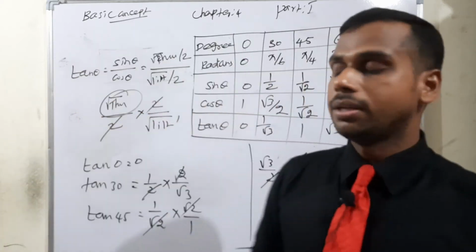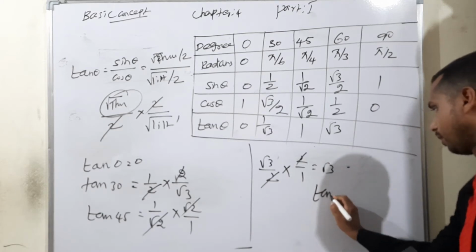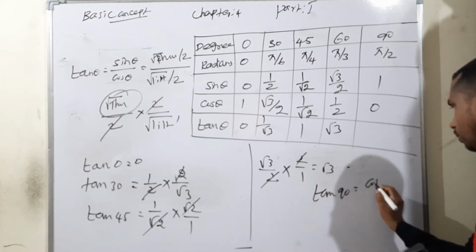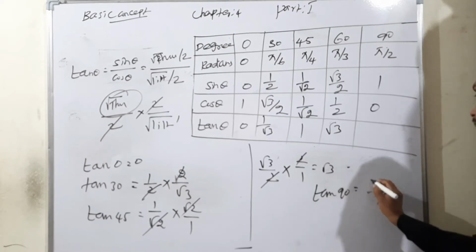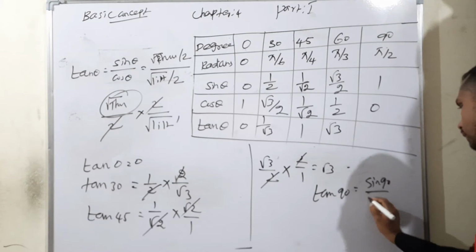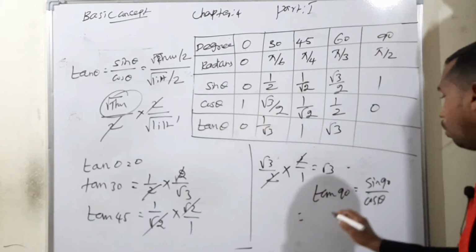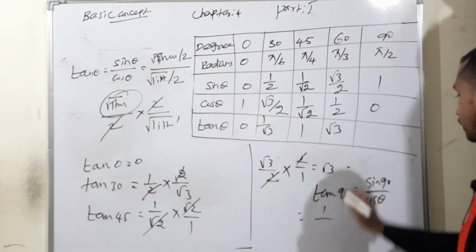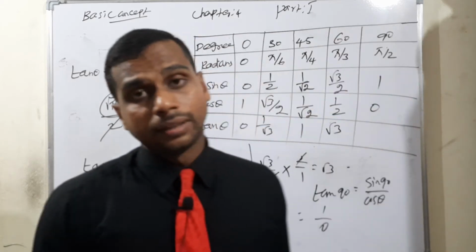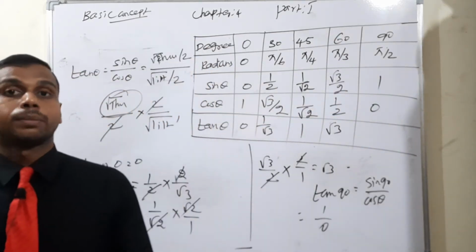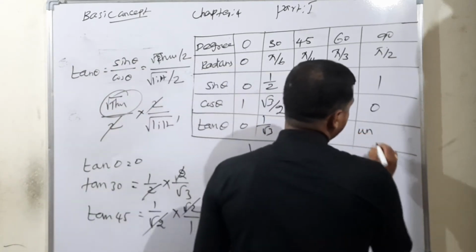So tan 90 means sin 90 divided by cos 90, isn't it? So tan 90 is equal to sin 90 divided by cos 90. So sin 90 is equal to what is the value? 1 is there, divided by cos 90 is equal to 0. I told you, 0 divided by anything means value will be 0. Any number divided by 0 means undefined or indeterminate. We can write it undefined, okay, or infinity.